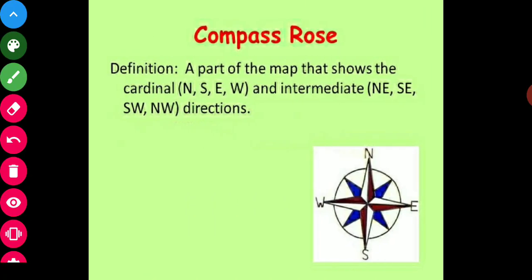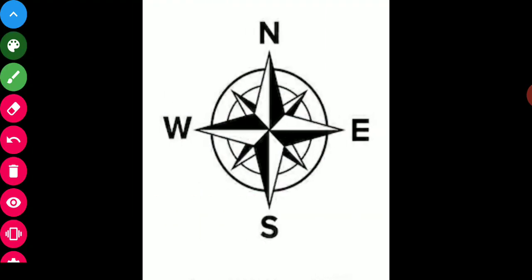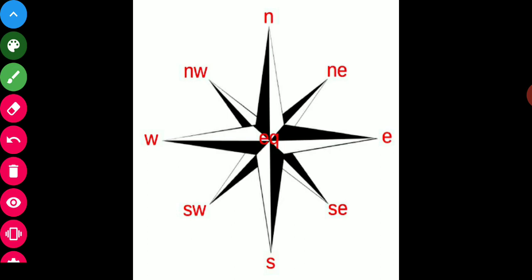We can also define a compass rose as a part of the map that shows the cardinal and intermediate directions. So these are four cardinal directions: north, south, east, and west. And these are four cardinal directions and four intermediate directions. Four intermediate directions are northwest, northeast, southeast, and southwest.